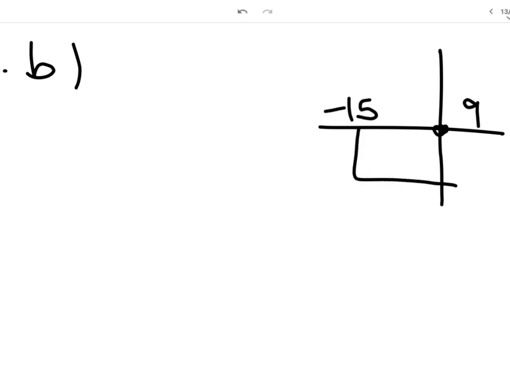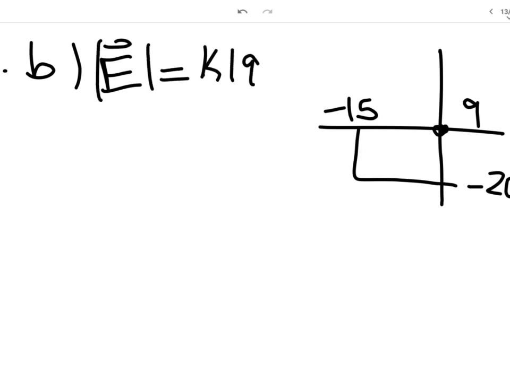So you have two axes, and you have Q located on the origin, and then you have minus 15 on the x-axis and minus 20 on the y-axis in centimeters. They wanted to find the electric field E, which is k times Q over R squared.